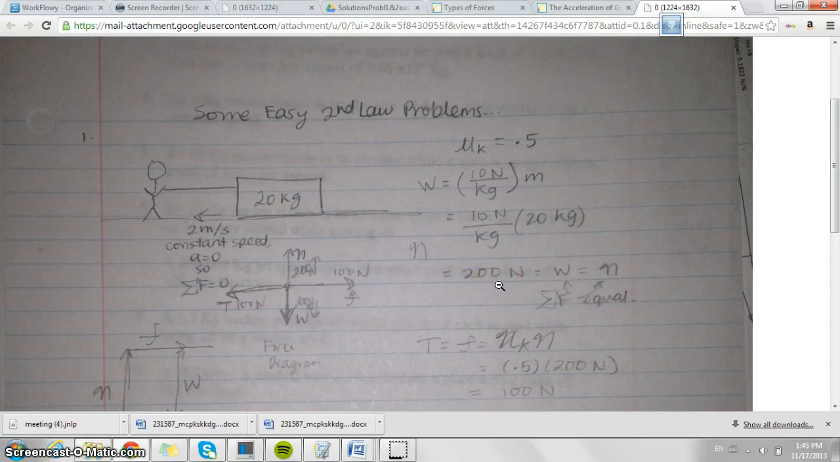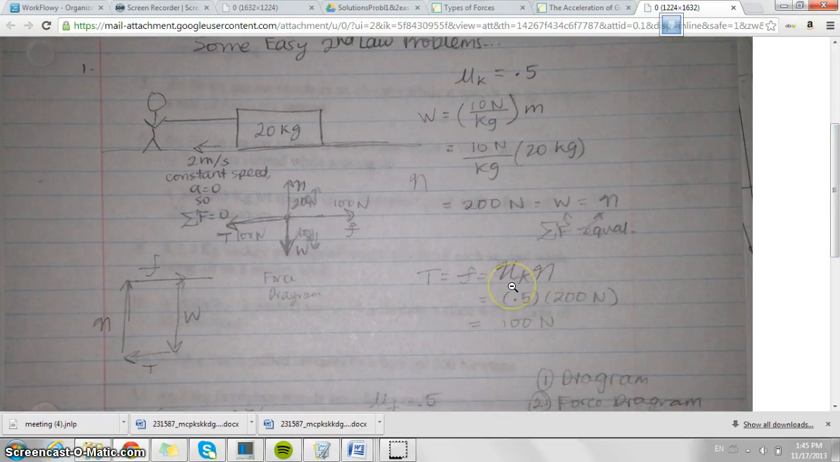And because the sum of all our forces is 0, we know that the weight is also equal to the normal force. So we can just say weight equals normal force due to net force is 0. And now we need to find the friction. And we find the friction by taking the coefficient of friction and multiplying that by the normal force, which we just got, which is 200 newtons. So 1/2 times 200 newtons equals 100 newtons.